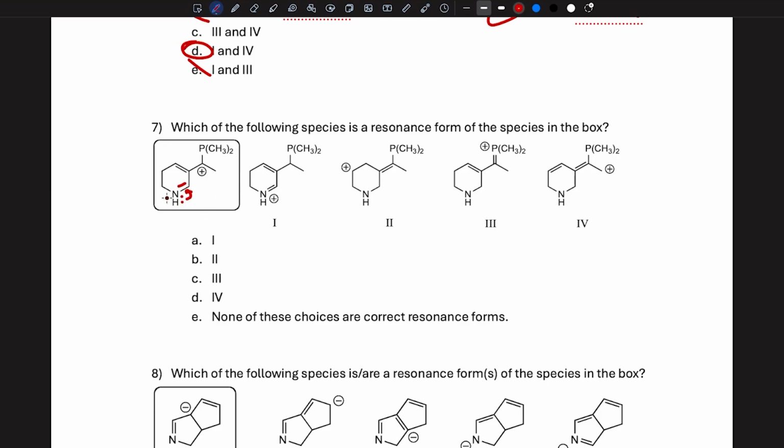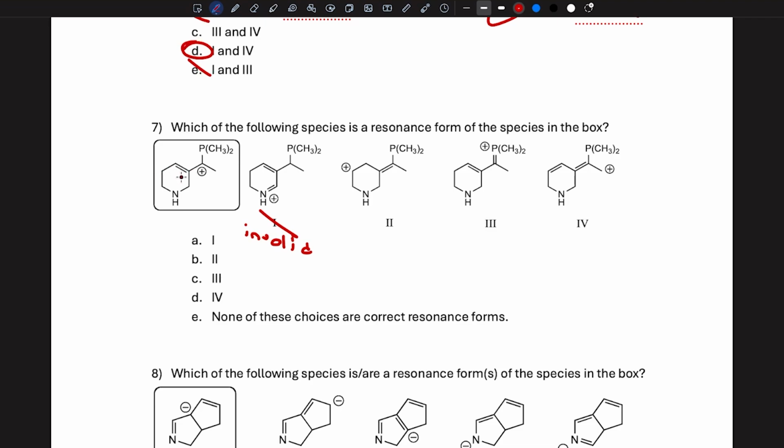And so we formed another positive charge over here, but we got rid of the original one. How is that possible? It's not, right? It doesn't make sense. And so this first structure is totally invalid. Not good.